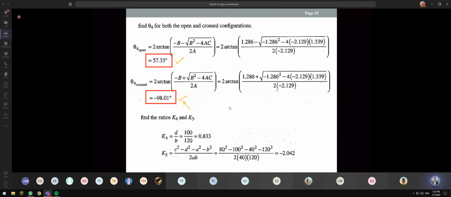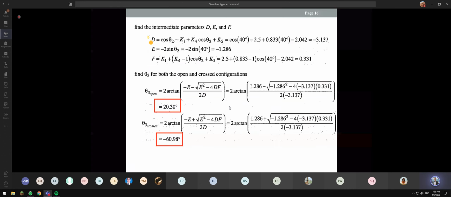Then we can continue to calculate the K4 and K5. Okay, so we get these two values, K4 and K5. Then we can calculate the D, E, F that can be put into this formula here, the theta 3. Again, we have open circuit and cross circuit angle because of the minus and plus here, right? So we get 20.3 and minus 60.98.